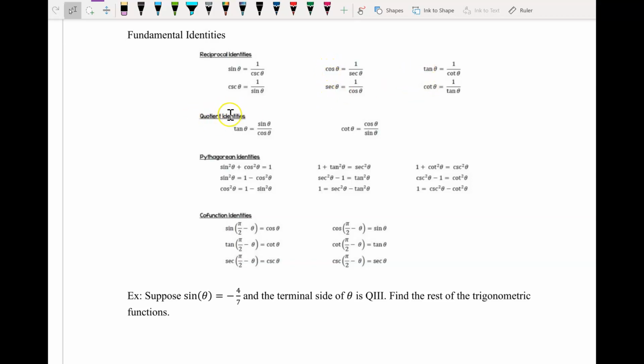We also have the quotient identity. Remember, tangent can be defined as sine over cosine. That's why we have the y over the x. Remember that the y was the sine, the x was the cosine. And then we have the cotangent, which is the cosine over the sine.